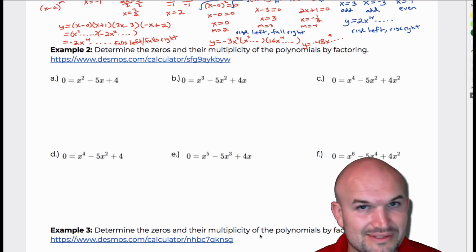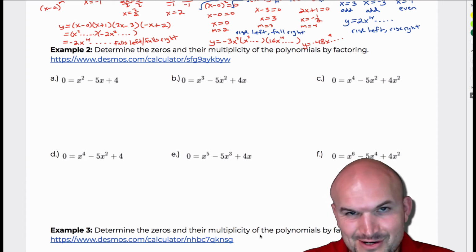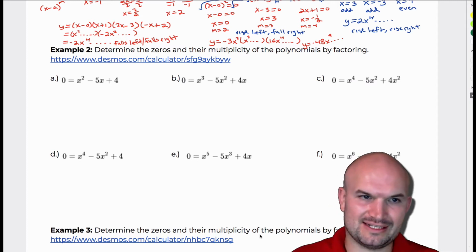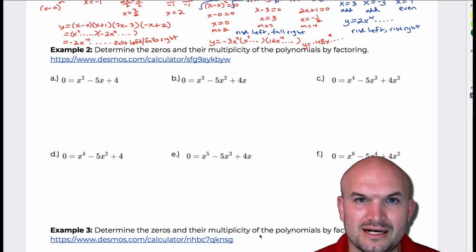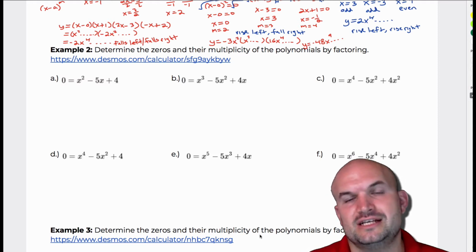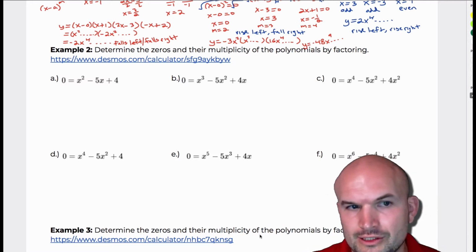Okay, so on to example 2. Now, this is where we really start the factoring process. So I wanted to separate example 2 from other factoring techniques, so we can see how the factoring that we've done previously is going to relate to higher order polynomials.